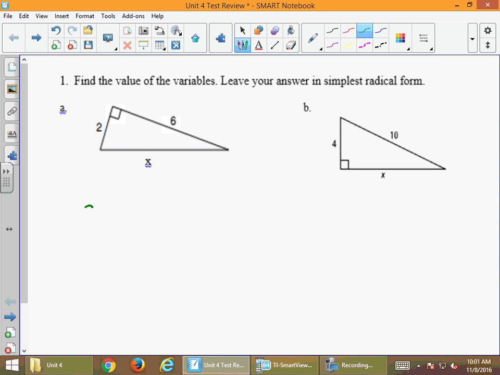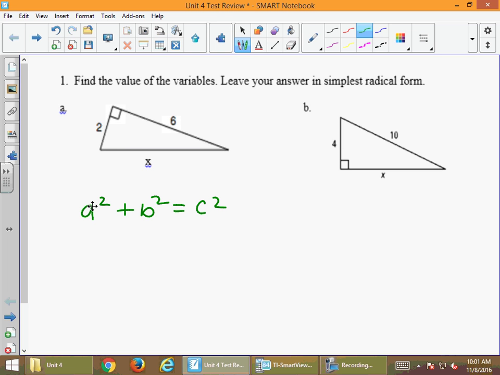Is that a squared plus b squared equals c squared? When you don't have the angles and you're only missing one side, you use the Pythagorean theorem. What did we say is always our c? The biggest number or the hypotenuse.